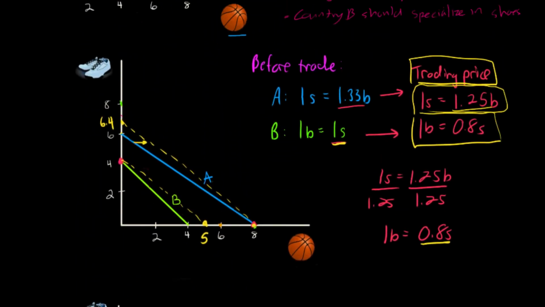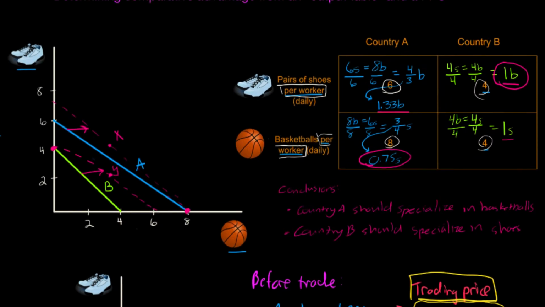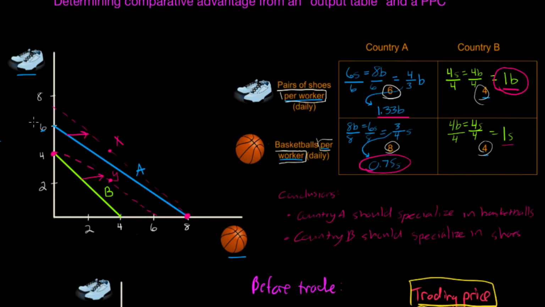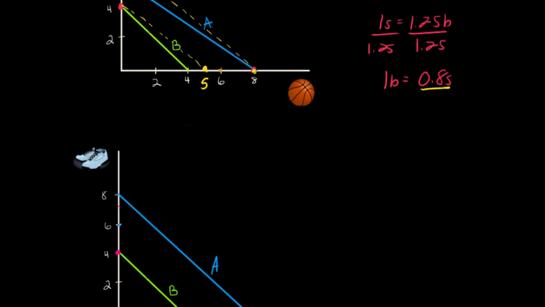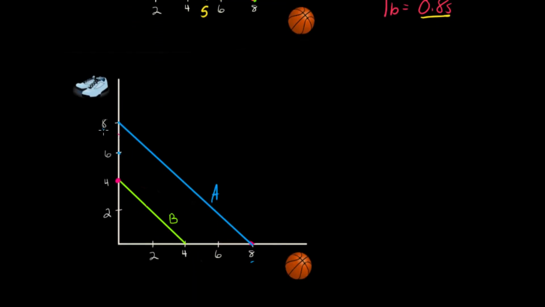If we look back up at the original PPC that we started this lesson with, notice that country A could produce either 6 pairs of shoes or 8 basketballs, and that gave country A a comparative advantage in the production of basketballs. If we look at our final PPC in this lesson, you'll see that country A can now produce either 8 pairs of shoes or 8 basketballs, giving country A the same domestic opportunity cost as country B. So now for both countries, in both A and B, the opportunity costs are identical. 1 pair of shoes costs 1 basketball in country A, and 1 pair of shoes costs 1 basketball in country B.